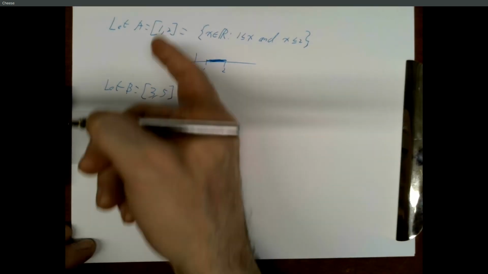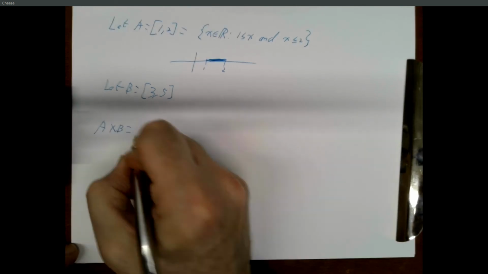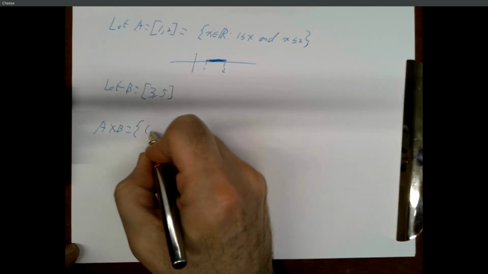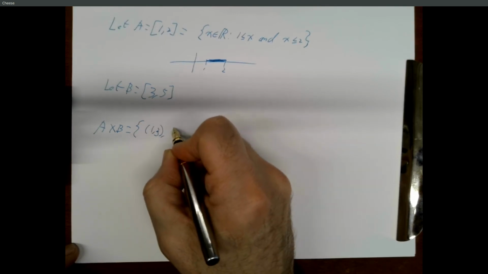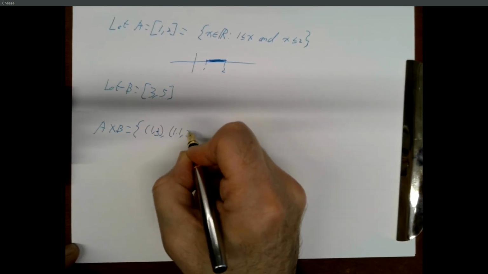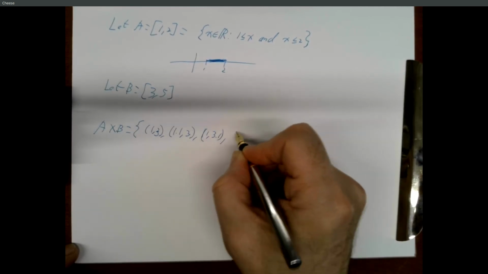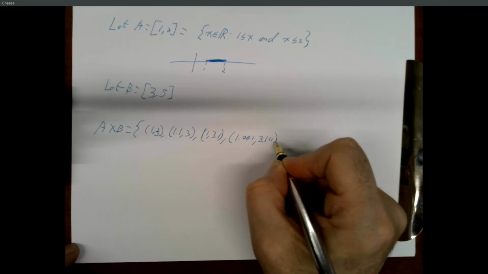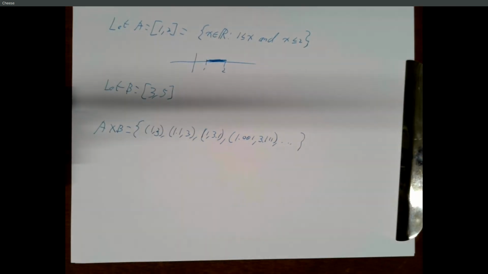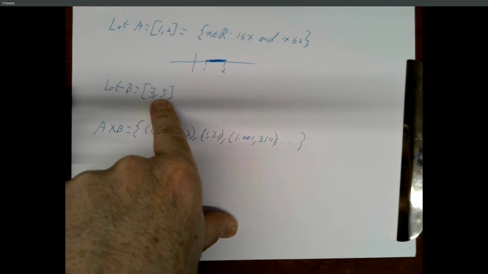Well, if you think of those as sets, right, infinite sets, and you think of their Cartesian product, you've got 1, 2, so you've got 1, 3, you've got 1.13, you've got 1, 3.1, you've got 1.001, 3.111, right? You've got every possible tuple where the first number is between 1 and 2 and the second number is between 3 and 5.